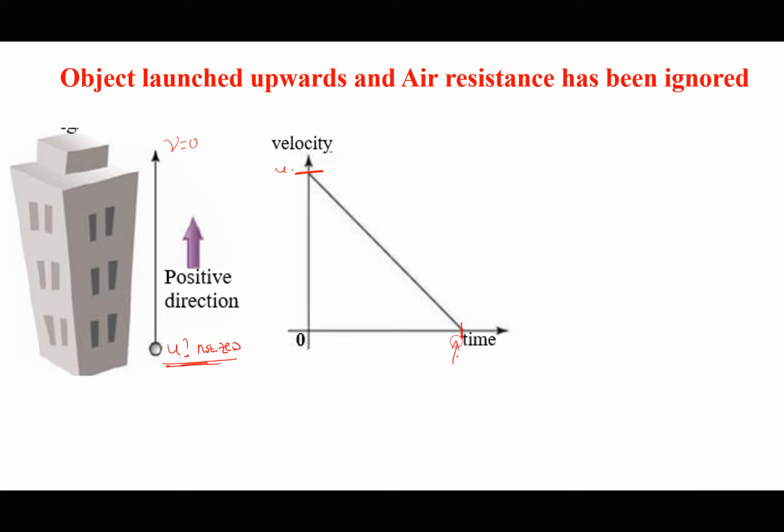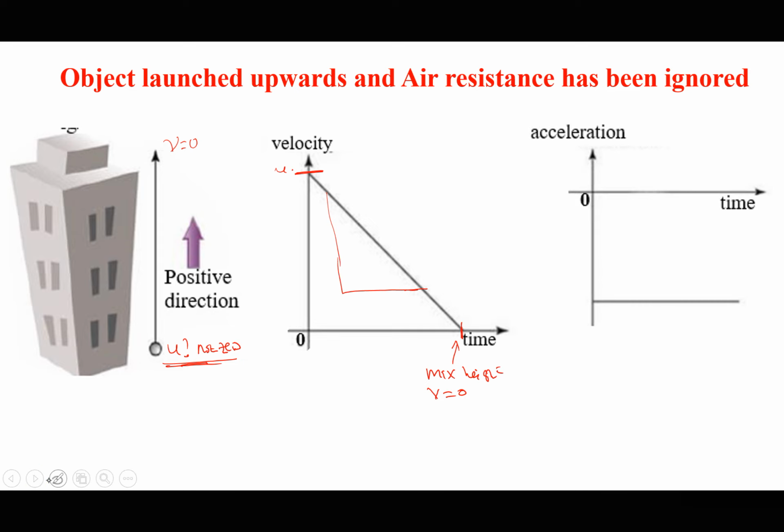So here it has reached maximum height, where velocity becomes 0. And when you look at this graph here, if I try to find the gradient of this line, it is a negative value. So the acceleration is negative. So a graph of acceleration against time is going to be below the x-axis.